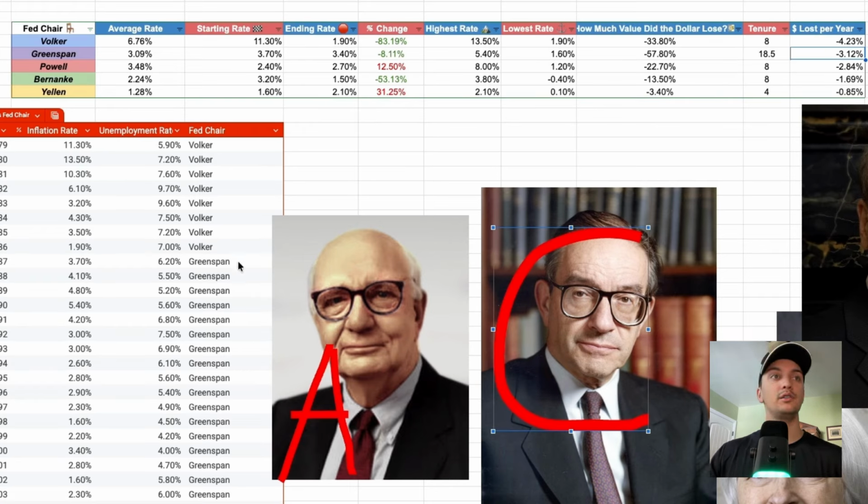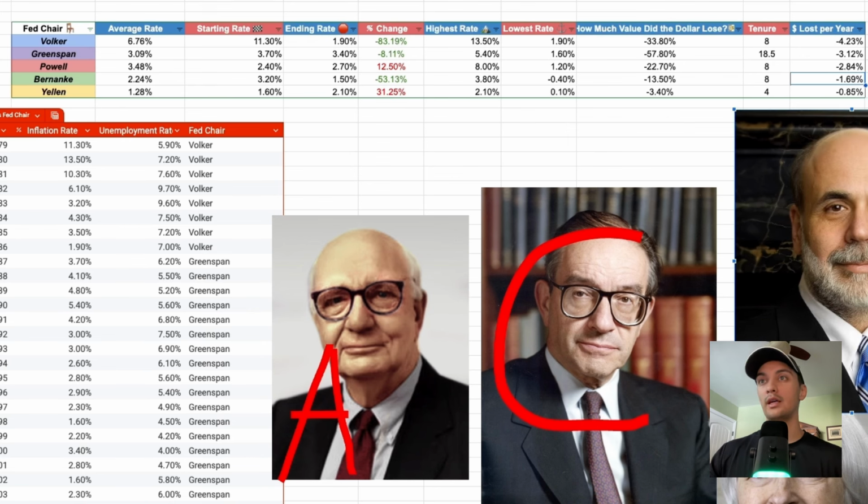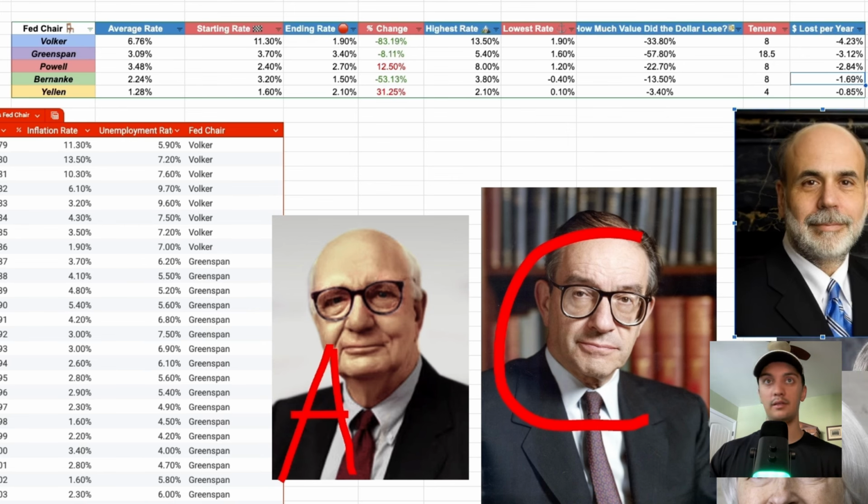Next, moving on to Bernanke. So Bernanke, where is he? He brought it down from 3.2 to 1.5. So down 53%. Highest rate was 3.8. Lowest, he had deflation. Dollar lost 13% over his 8 years and down 1.69% on average per year. Bernanke, I mean, the numbers look good for him, so I think we're going to have to give him a B if I'm being fair. Okay, so B for Ben.